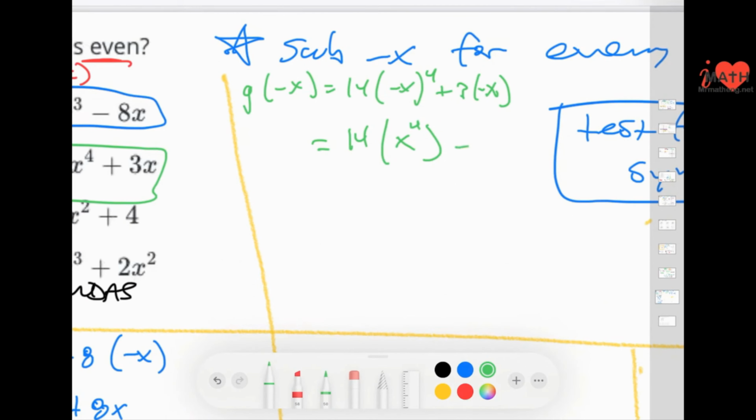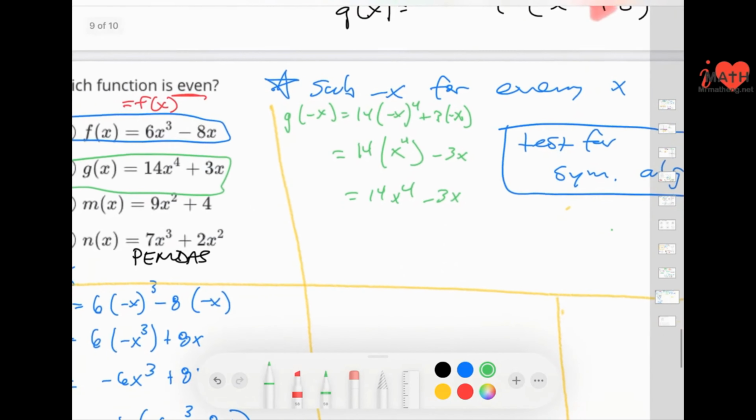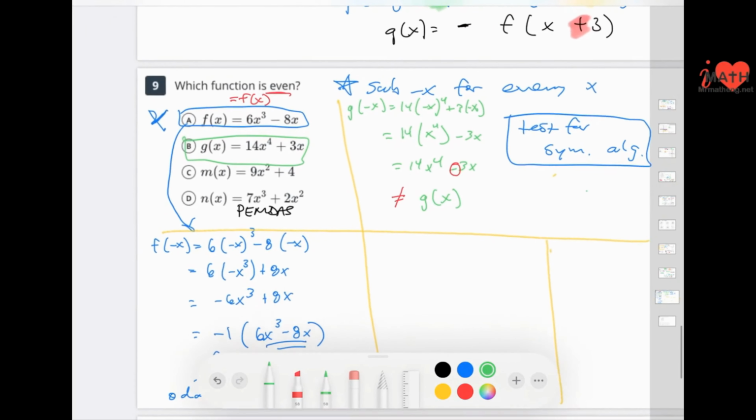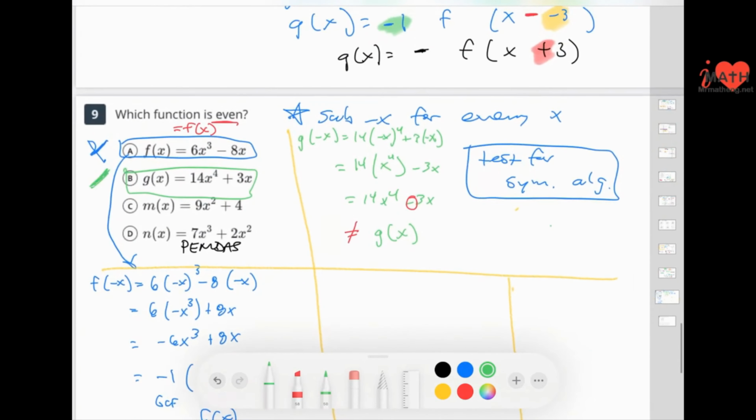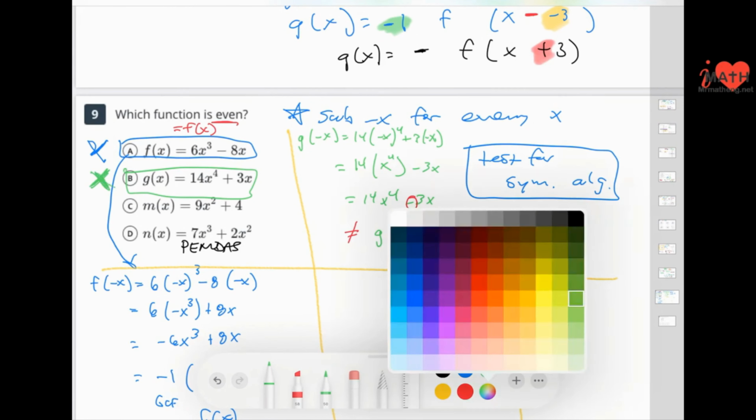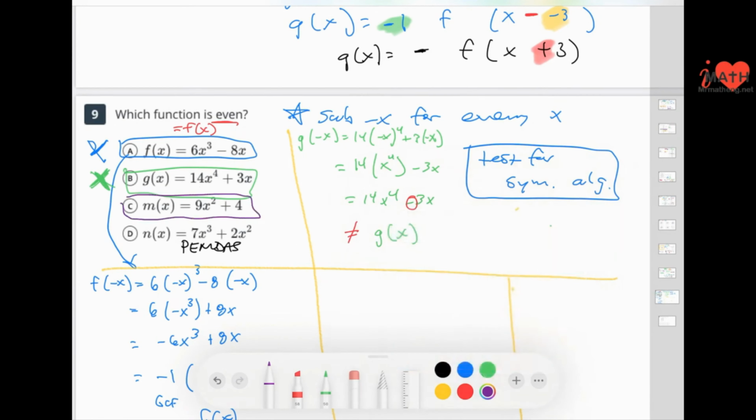And then this would be negative 3x. So this would be 14x to the 4th minus 3x. And is that equal to the original? It does not. So we can say it's not equal to the original. And so this would not be an even. Okay? Let's try this one, m of x.